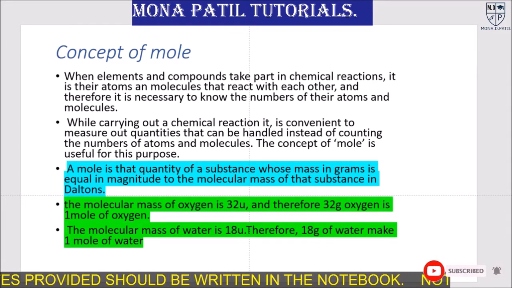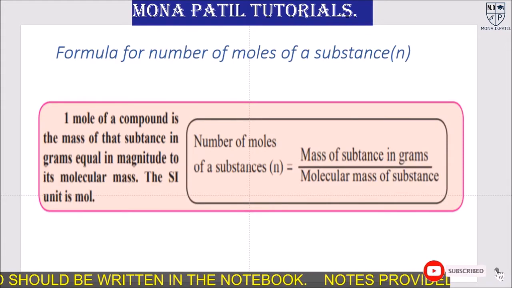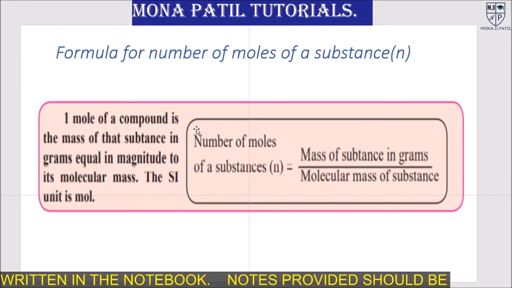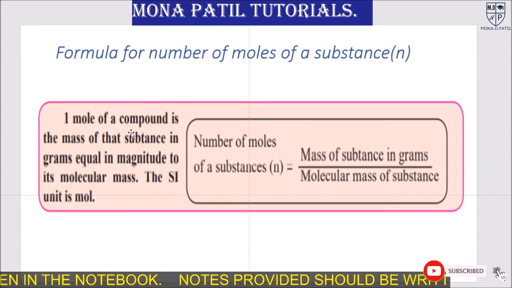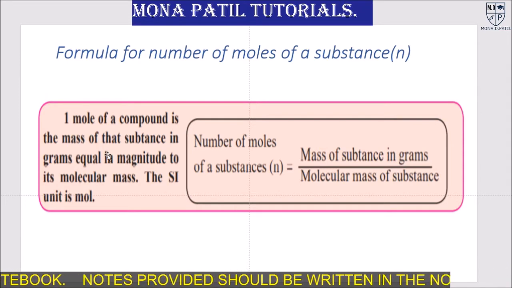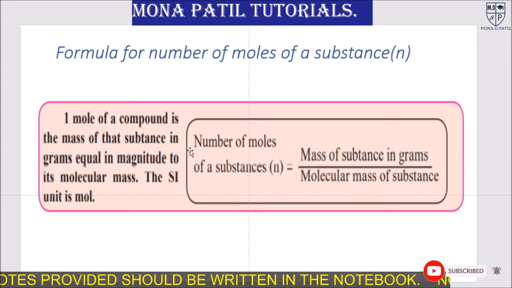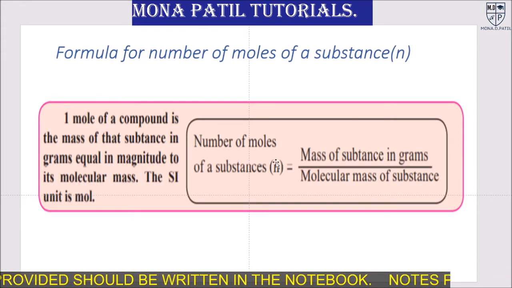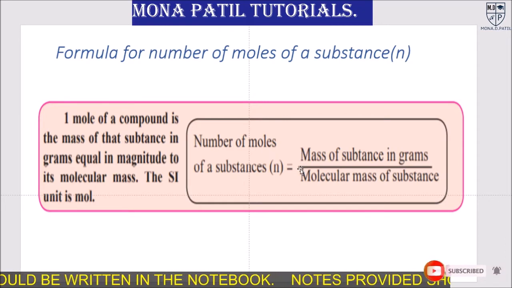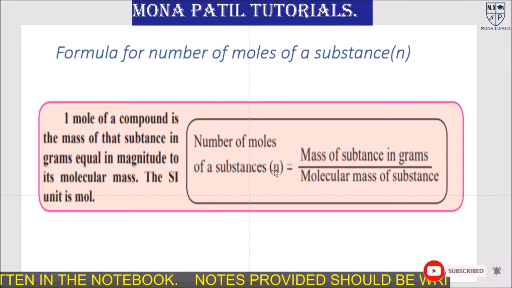Here next is the formula for the number of moles of a substance, denoted by small n. One mole of a compound is the mass of that substance in grams equal in magnitude to its molecular mass. The SI unit is mole. So the number of moles of a substance is equal to the mass of the substance in grams upon the molecular mass of the substance. This is called the formula for moles.